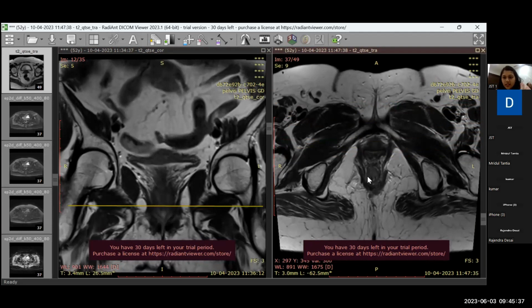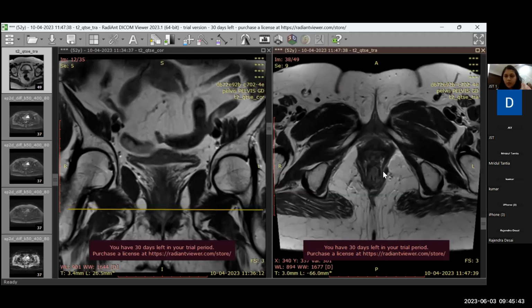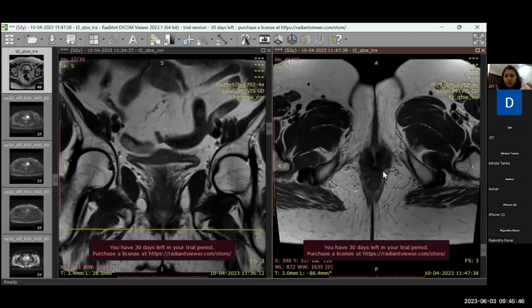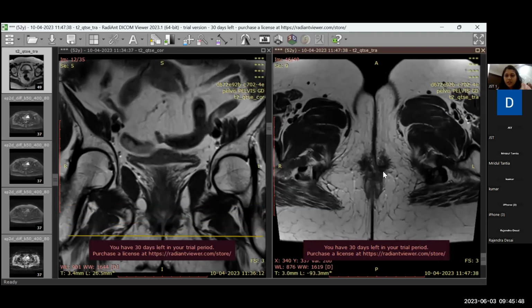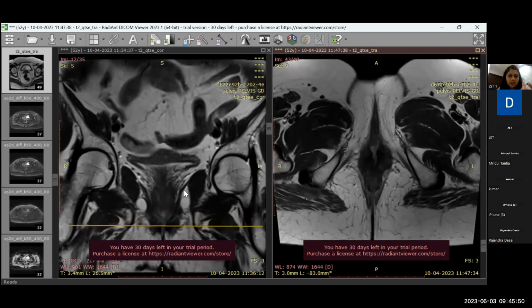So this is the internal sphincter and the fat space is the intersphincteric plane. These are the puborectalis muscles forming a sling, and more below the anal verge. Here similarly we can see the continuation of the levator ani to the external sphincter and the internal sphincter muscle.